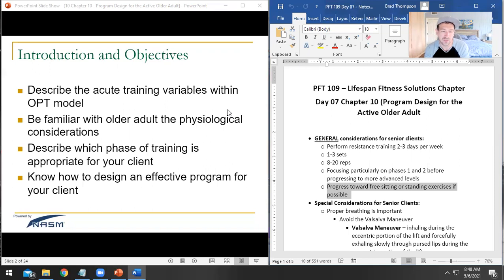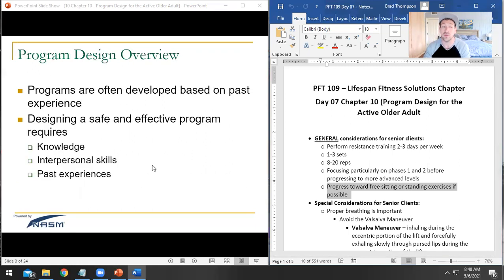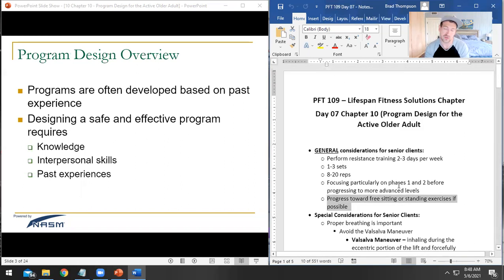So, we're going to be able to describe which phases are most appropriate depending on what your client's goals are. And then obviously we can take all those numbers and throw them into a program that makes sense, right? A lot of times when people consider program design, the general approach is that a lot of people are just going to base program design on their own past experiences. People are like, oh, well, this is what worked for me, and so this is what you should do.